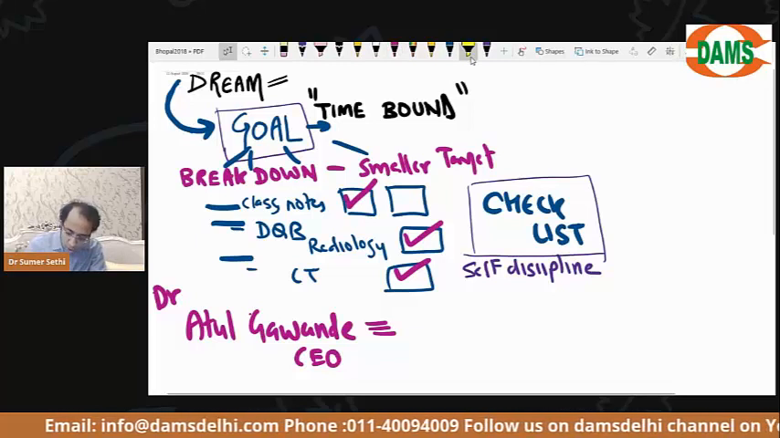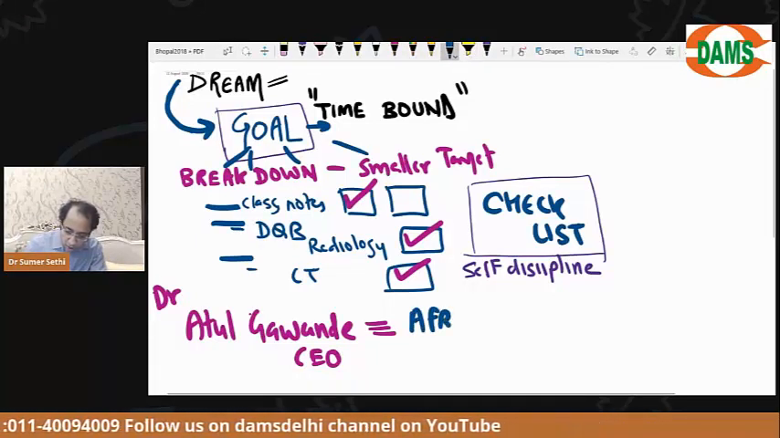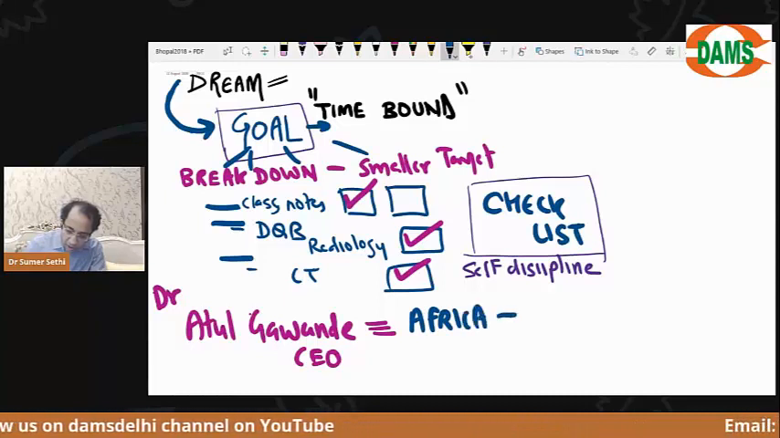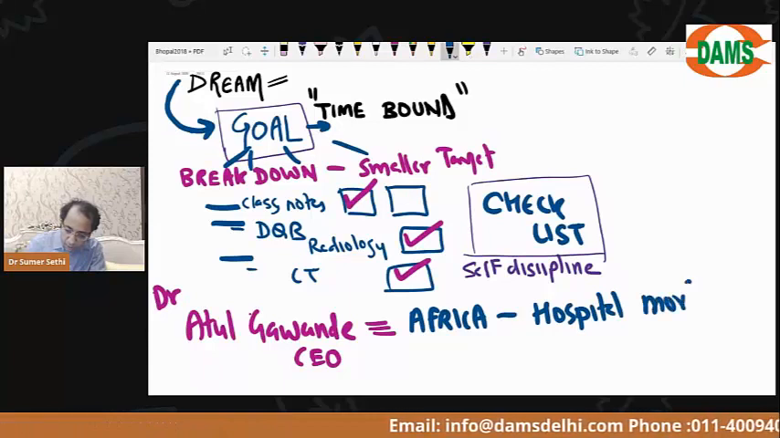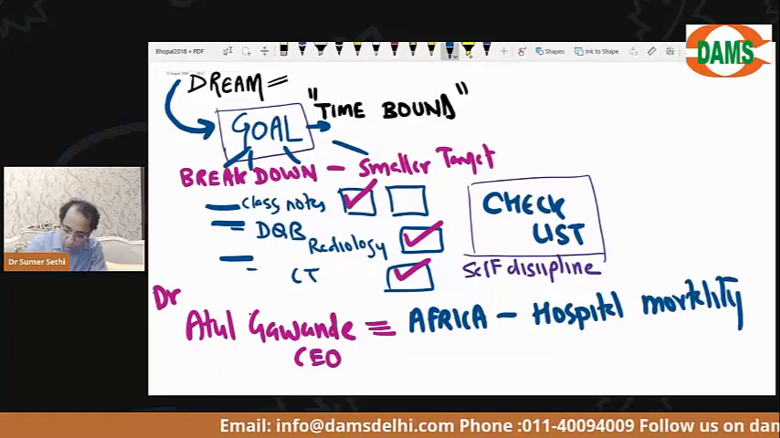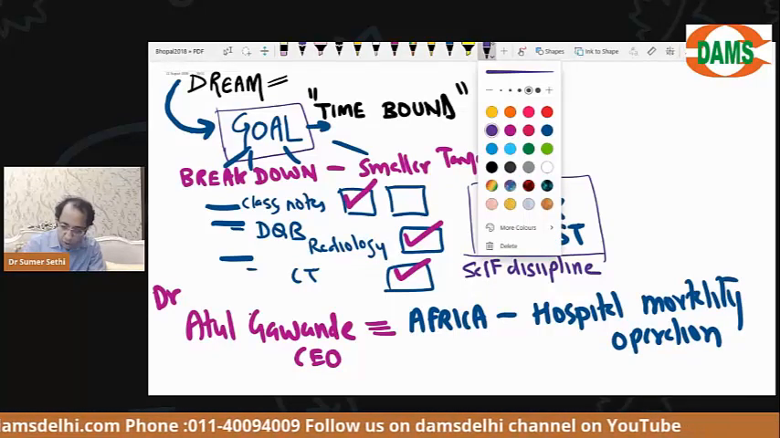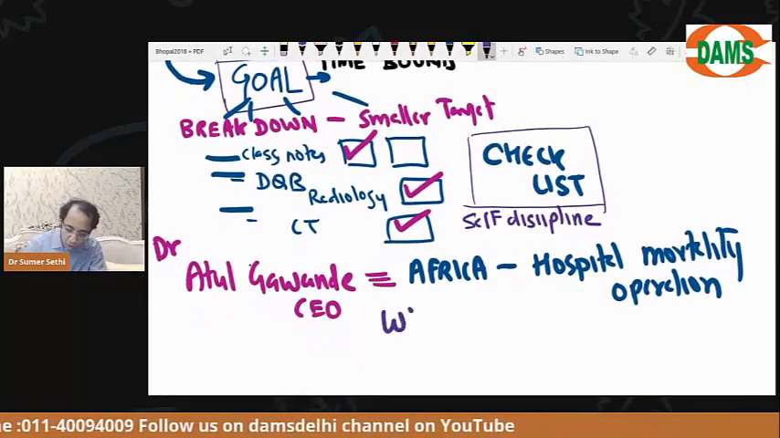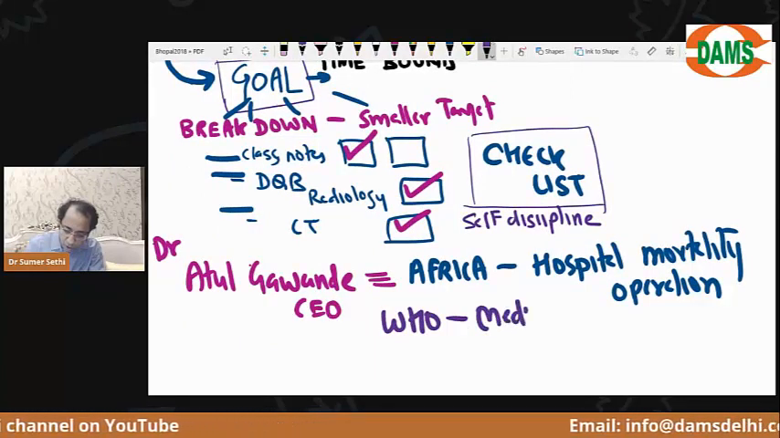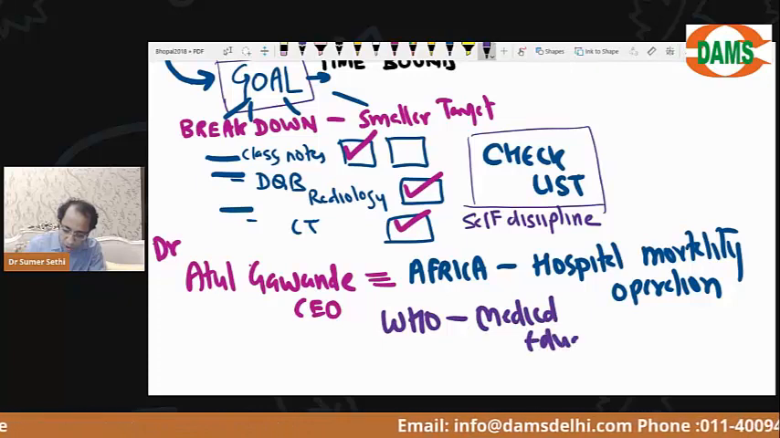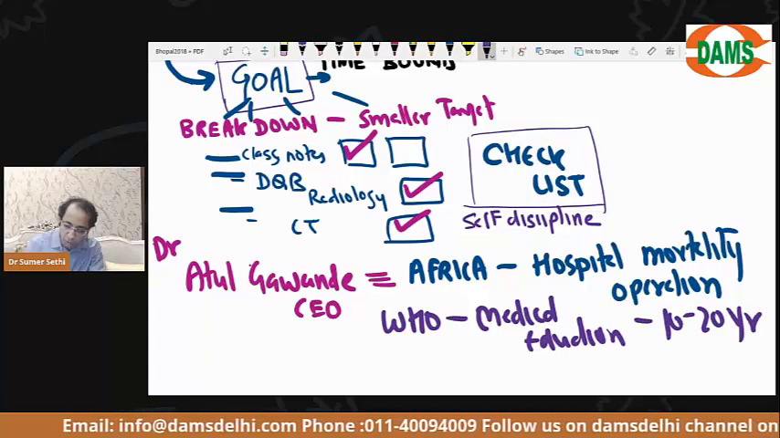This man went to Africa, and in Africa, they had a lot of hospital-based mortality in the patients. A lot of patients were dying in the hospitals in operations. Okay. He went there, and before him, the people who had gone with WHO suggested that in Africa, you should improve the medical education, you should make more medical colleges, which would take 10 years, 20 years, and a massive amount of money to improve.